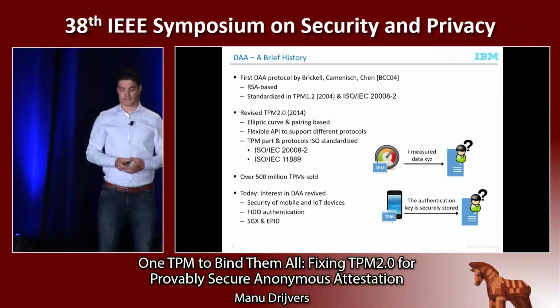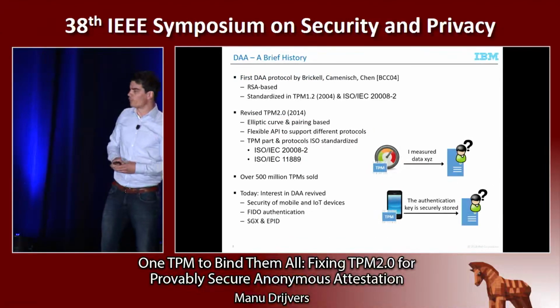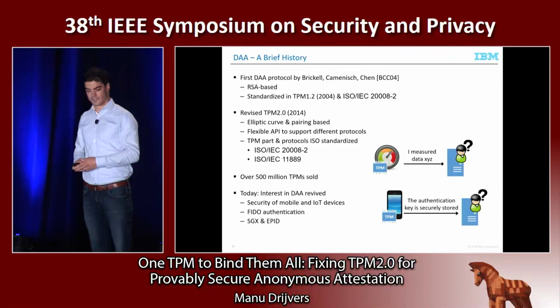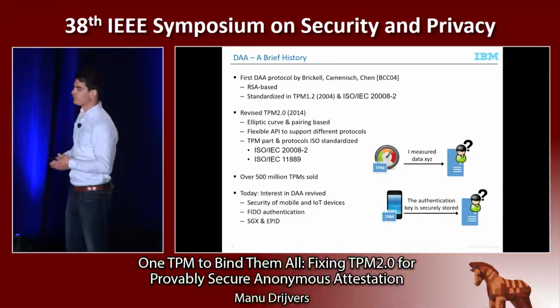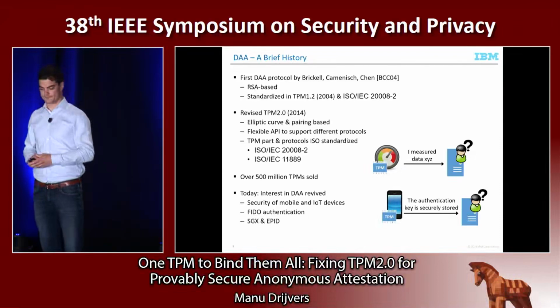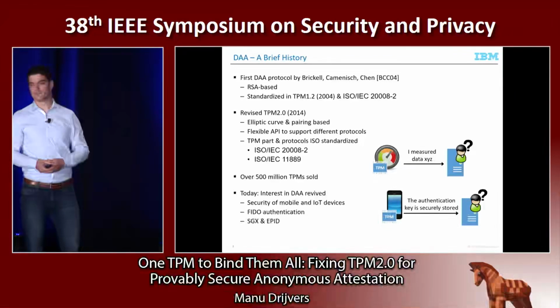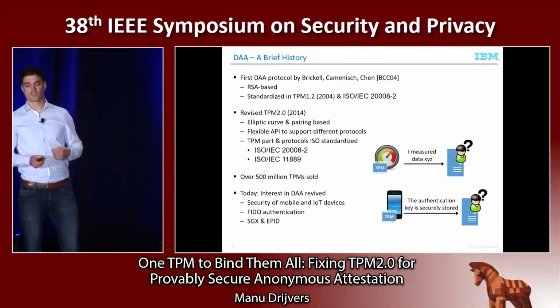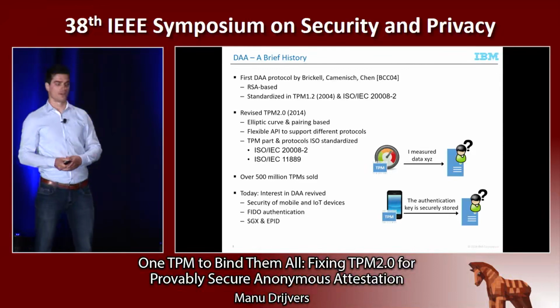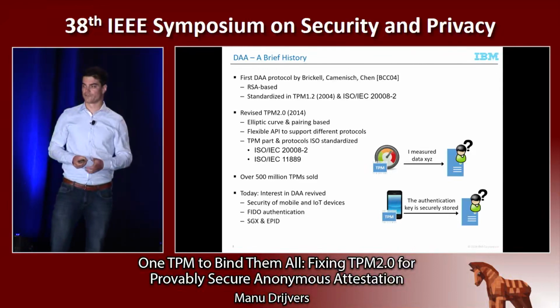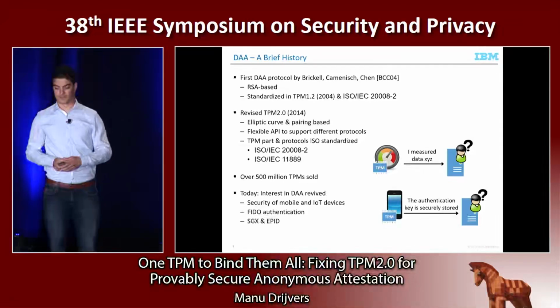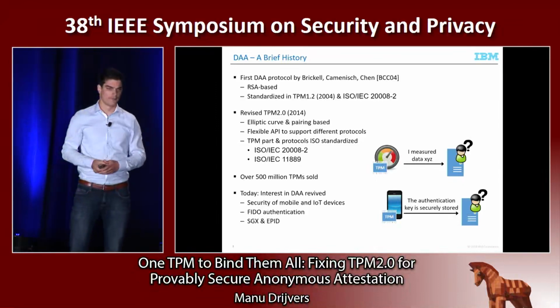So in terms of history, this was introduced in 2004 by Brickell, Camenisch, and Chen at CCS, and this was designed for the TPM 1.2 version. This used RSA keys, and as you know, RSA needs large keys to be secure. So when the 2.0 version of TPM came around, they switched to the elliptic curve setting, in particular with bilinear pairings.